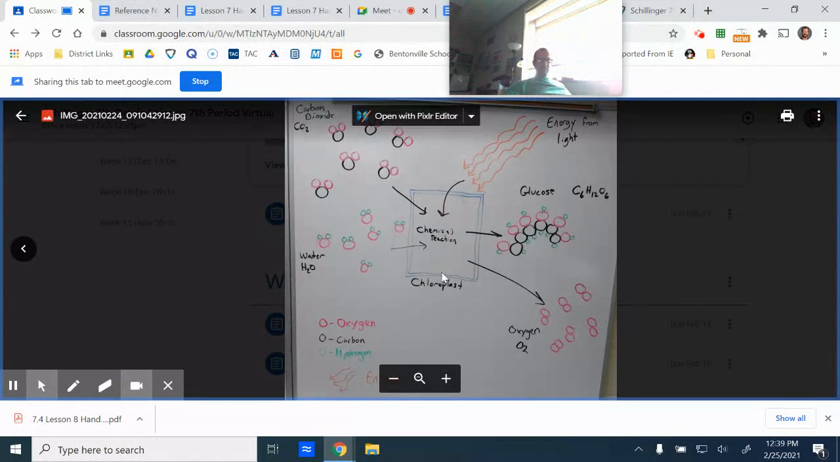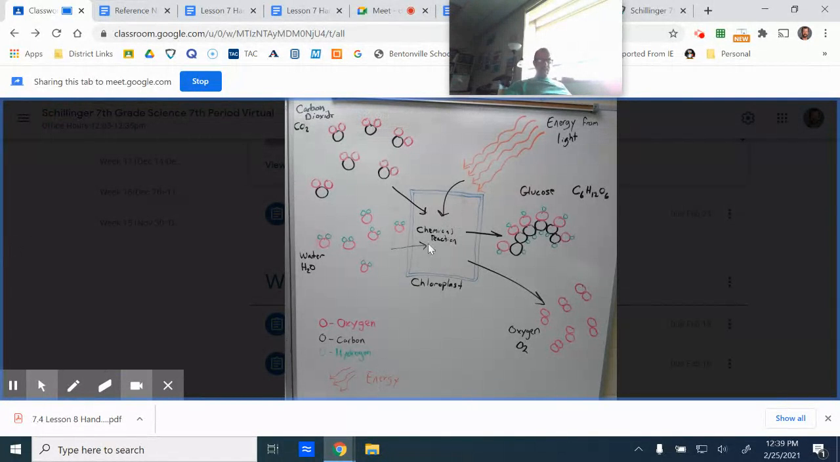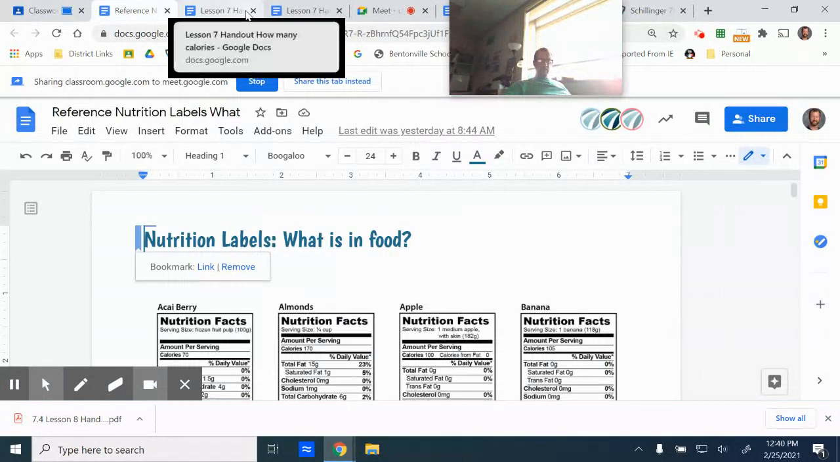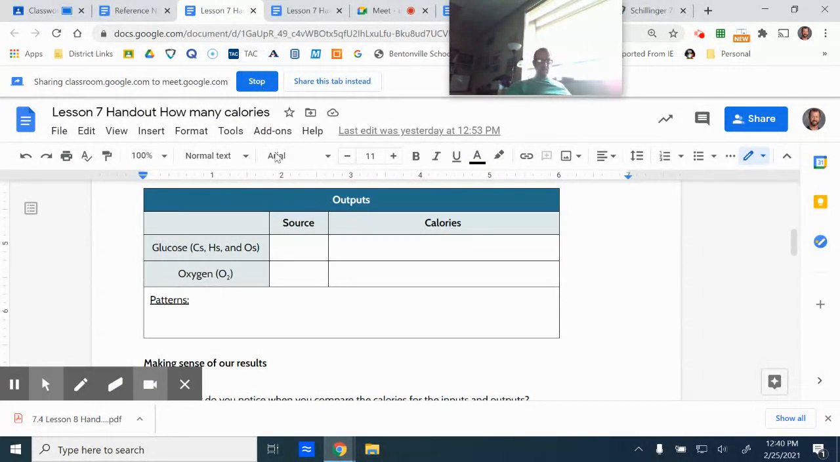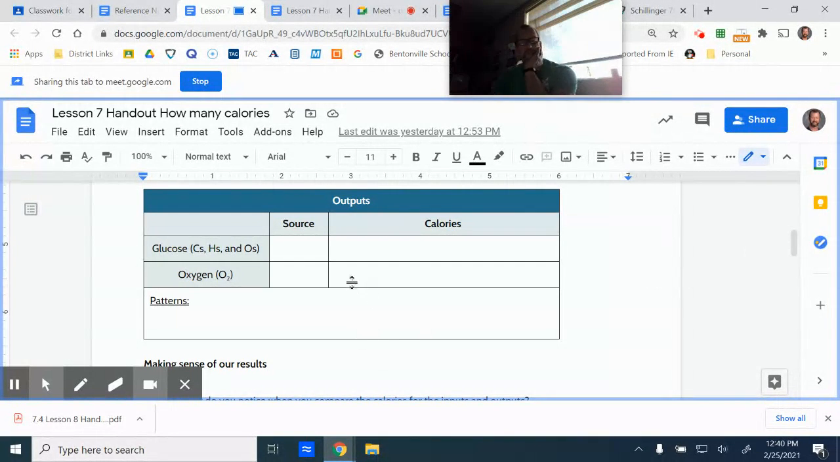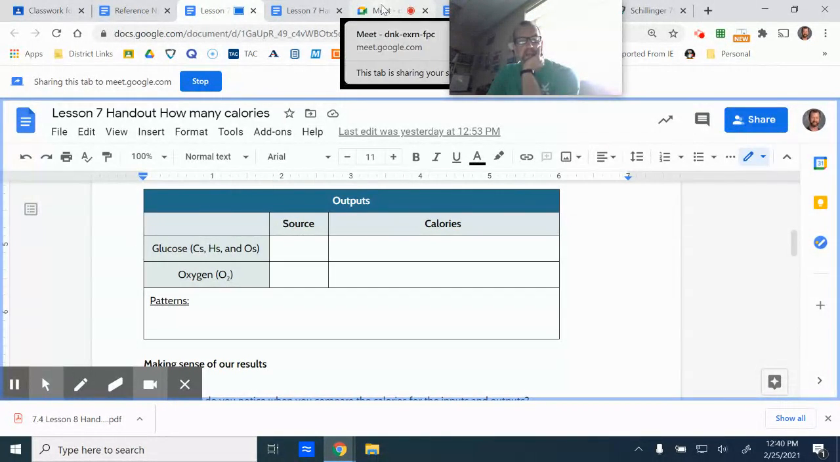So the chloroplast is where photosynthesis is taking place. So that's where carbon dioxide, water, and sunlight are going. And as a result, we make the glucose, so it's coming from the chloroplast, and we make the oxygen. And so that's coming from the chloroplast. And you have that picture, so you can go back and study that a little bit more because you are going to need to know that for the test. So then on this one, we talk about the calories.